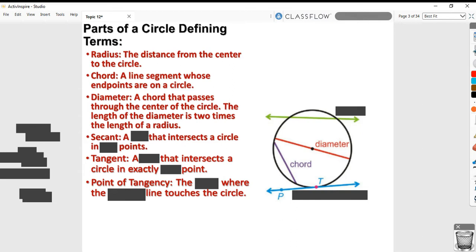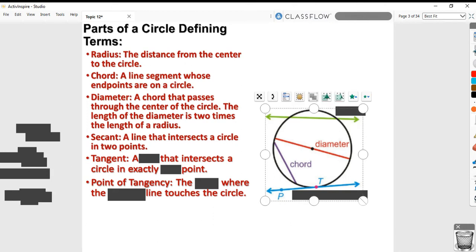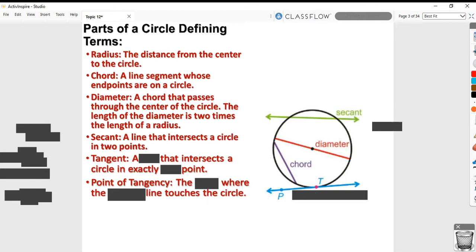Up next, a secant. A secant is how you would describe a line that intersects a circle in 2 points. Really what you could say is that a chord is part of a secant line. That would be this green one right up here. It's like a chord except it extends out past the edges of the circle.